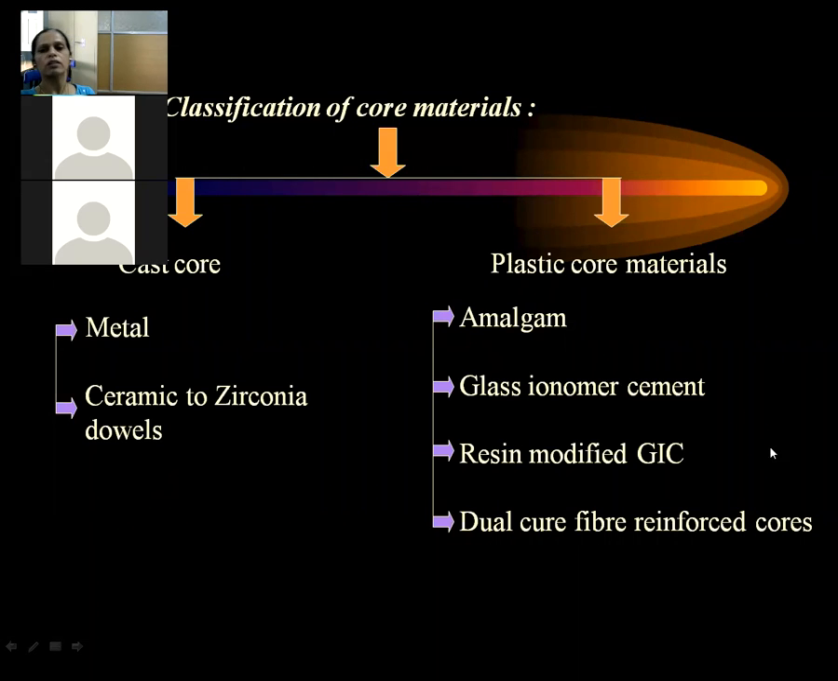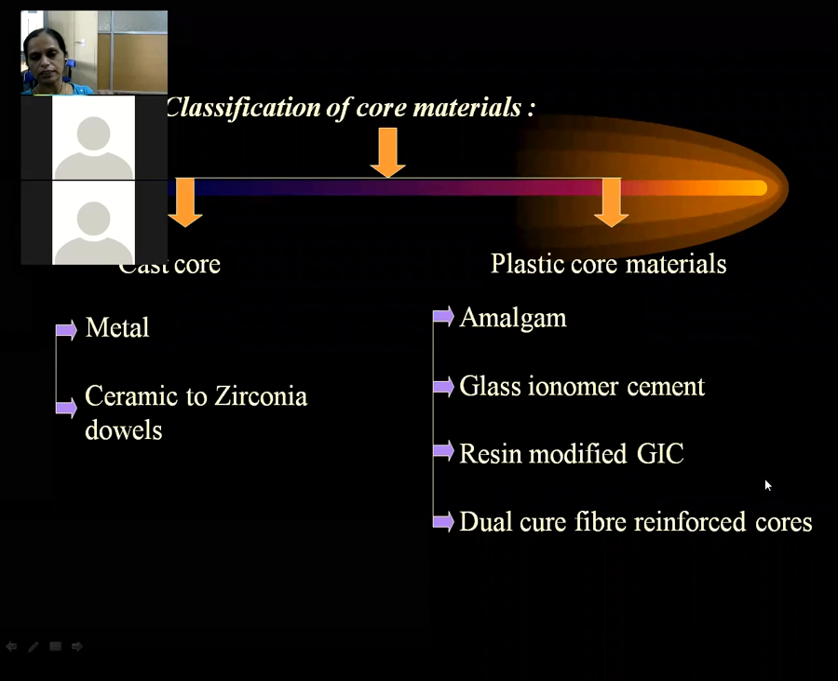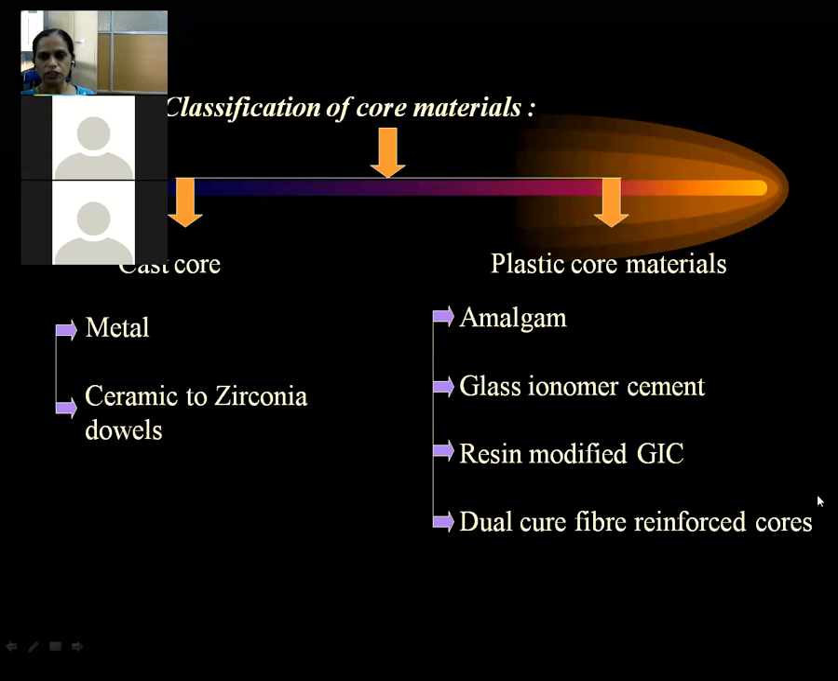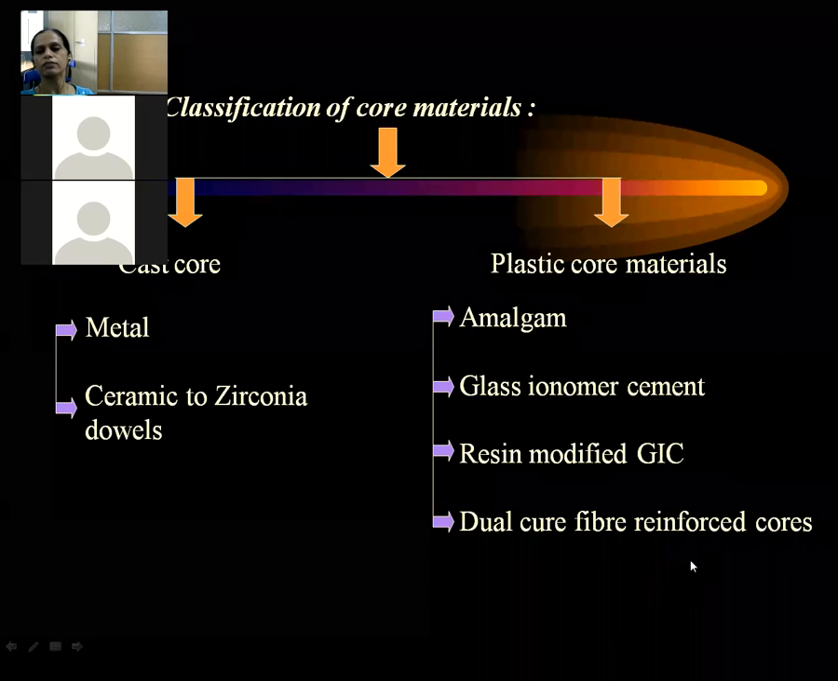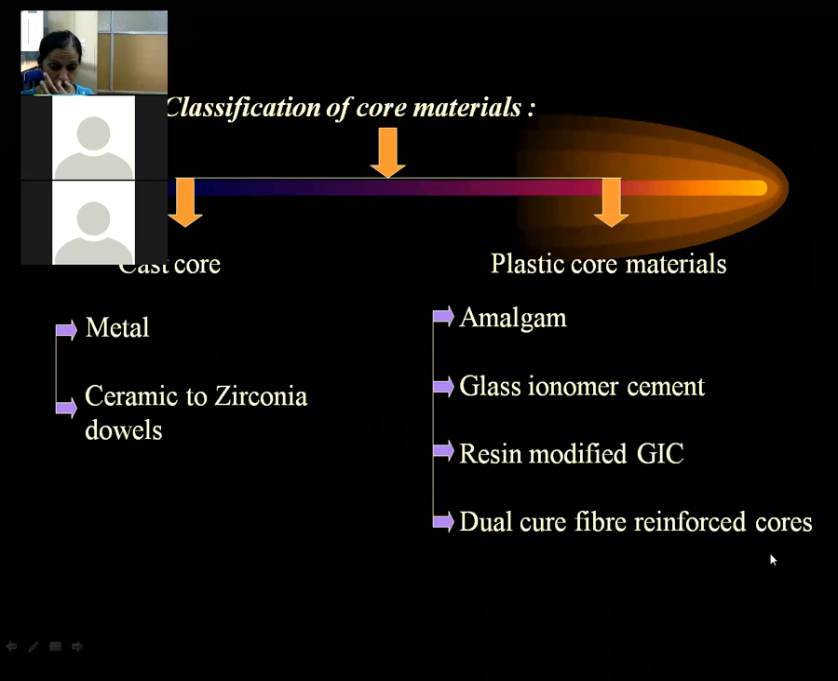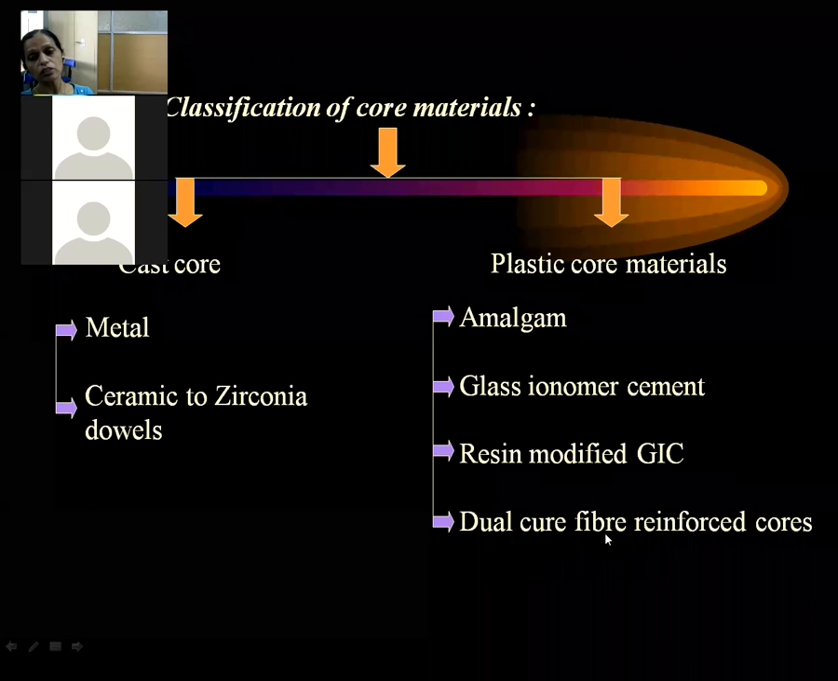All of you know, when you place a post inside the radicular dentine, you cement it inside the radicular dentine, and over this you build up restoration. This is called the core. For the core we use amalgam, GIC, resin modified GIC, and dual cure fiber reinforced composite. Okay, dual cure fiber reinforced composite core.